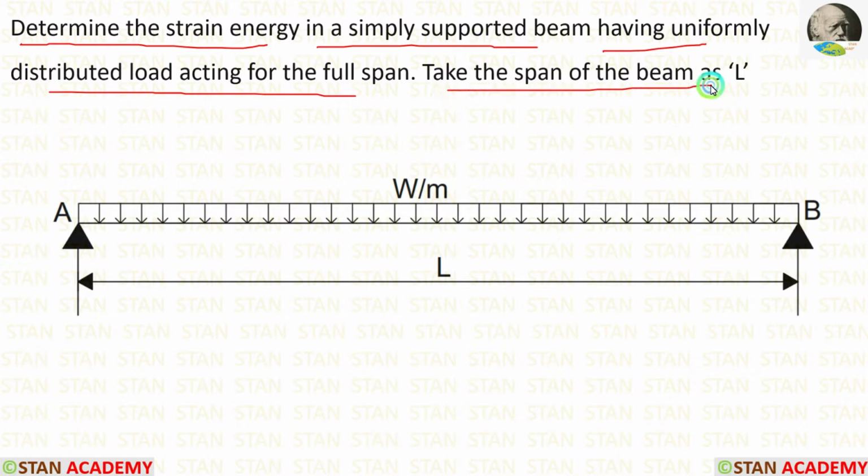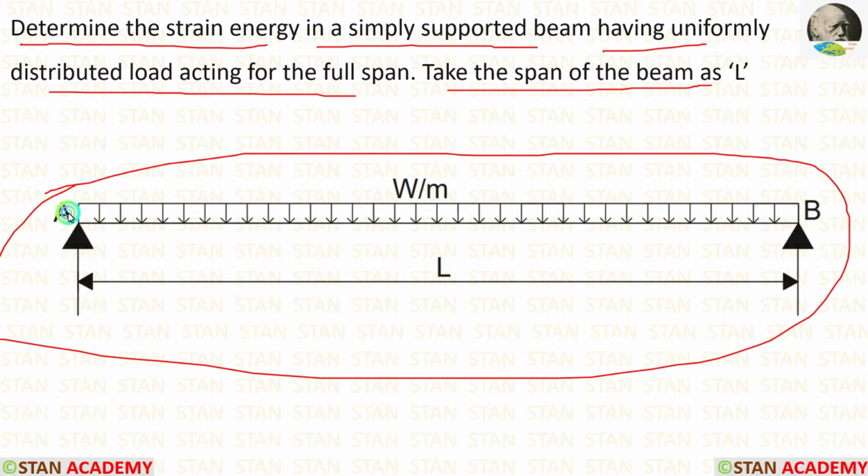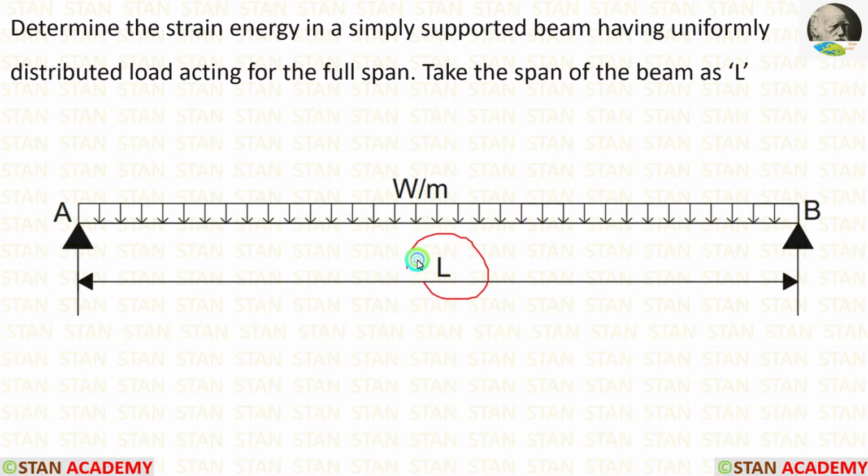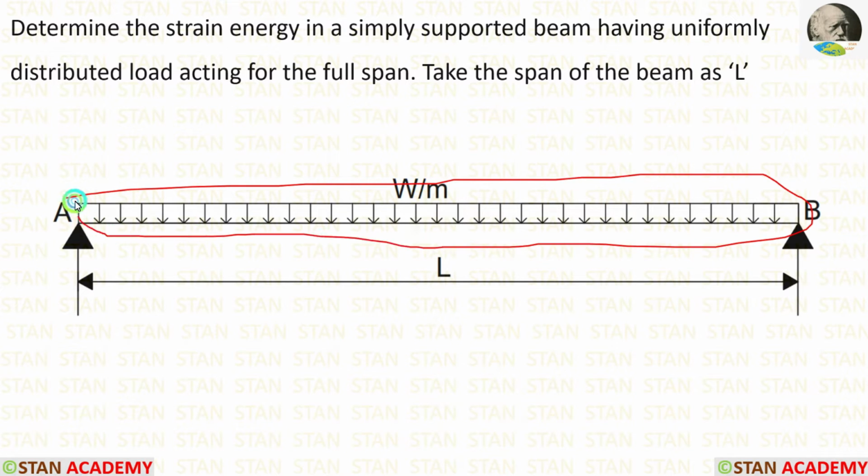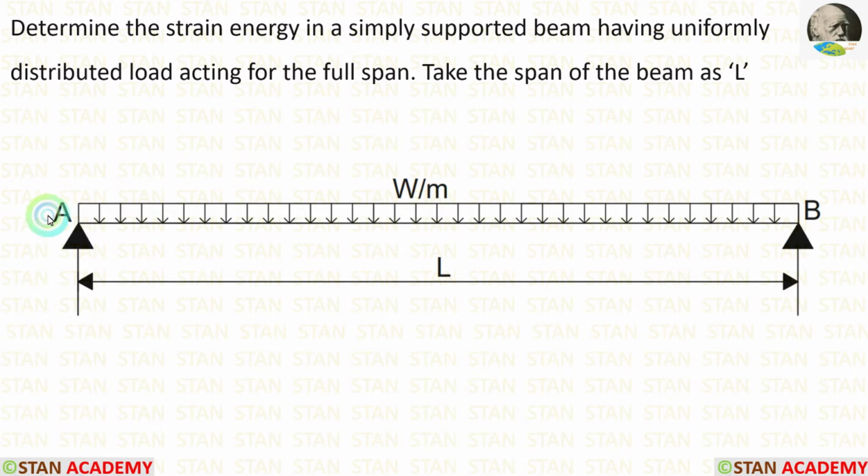Take the span of the beam as L. Using the data, we can draw the diagram. The length of the beam is given as L. The beam is carrying UDL for the full span. Let us keep the points A and B at the ends of the beam.